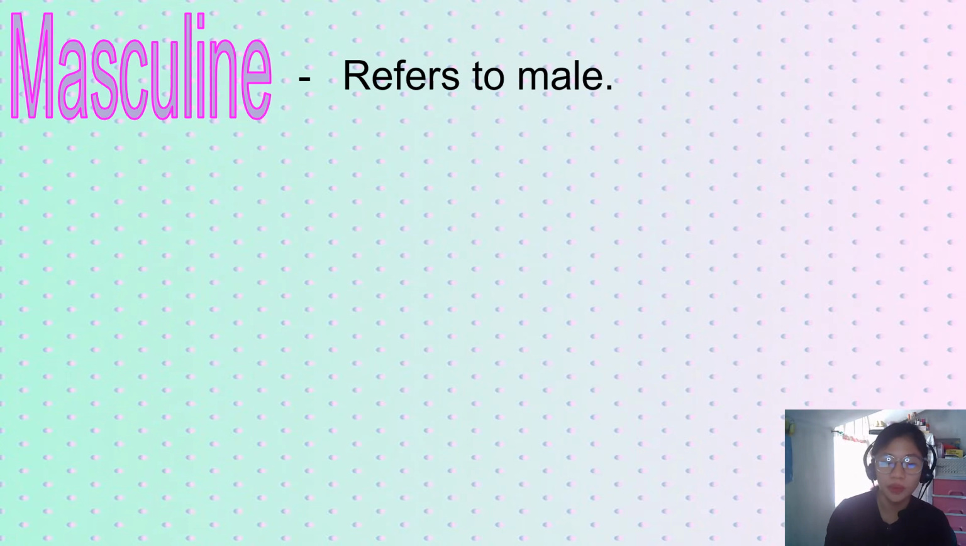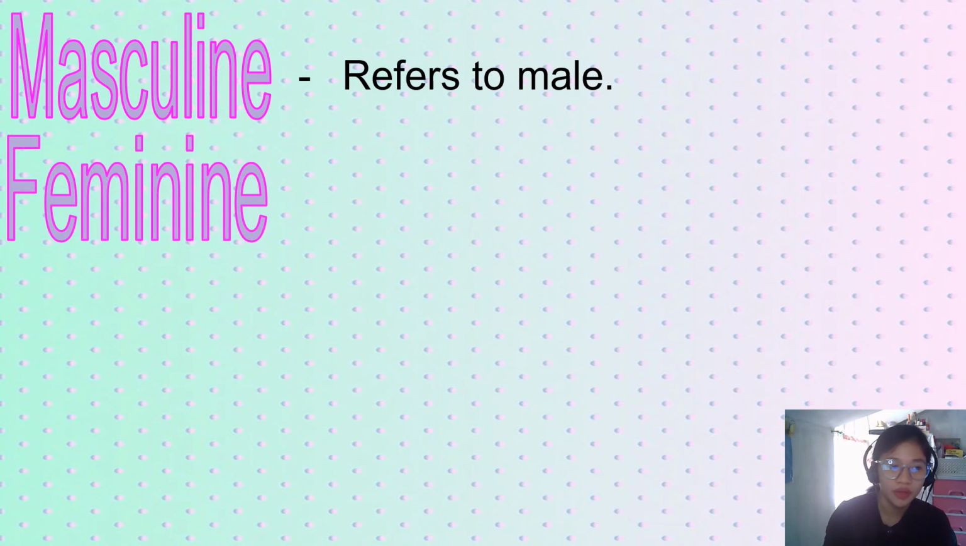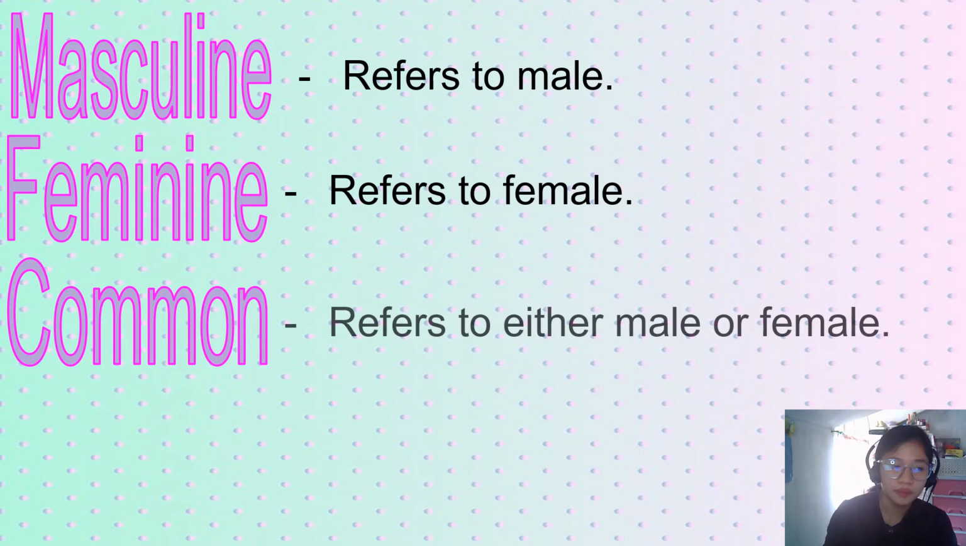The first one we are going to tackle is the masculine. A masculine noun or masculine gender is referring to male. The nouns that refer to male are what we call masculine gender. The next one is feminine. Feminine is referring to female. Those nouns referring to female are what we call feminine nouns.